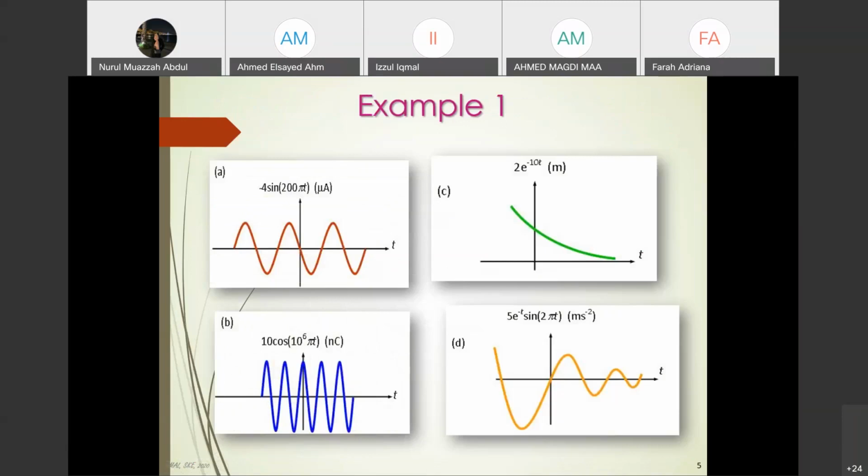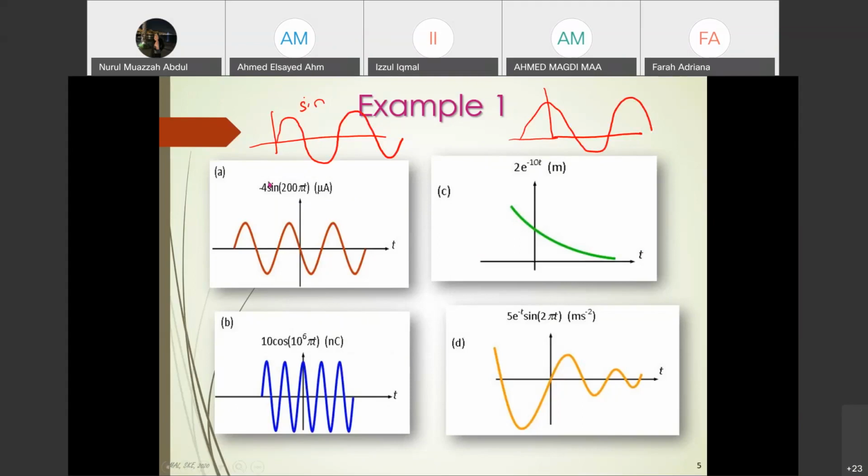For the first one, A, negative 4 sine 200 pi t, this is actually current, in microampere. So for sine wave, remember that sine wave starts like this. This is something that you have to remember. This is sine wave. If cosine, something like this. Okay, this is cosine. So this is sine.